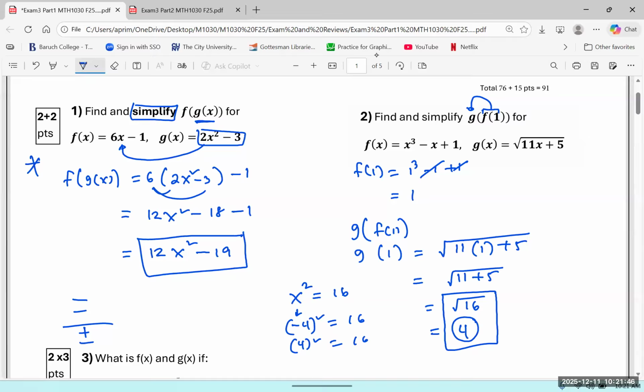Jack, did you have a question? Plus minus is when you have a variable. Anytime you take the square root of a variable, you have plus minus.